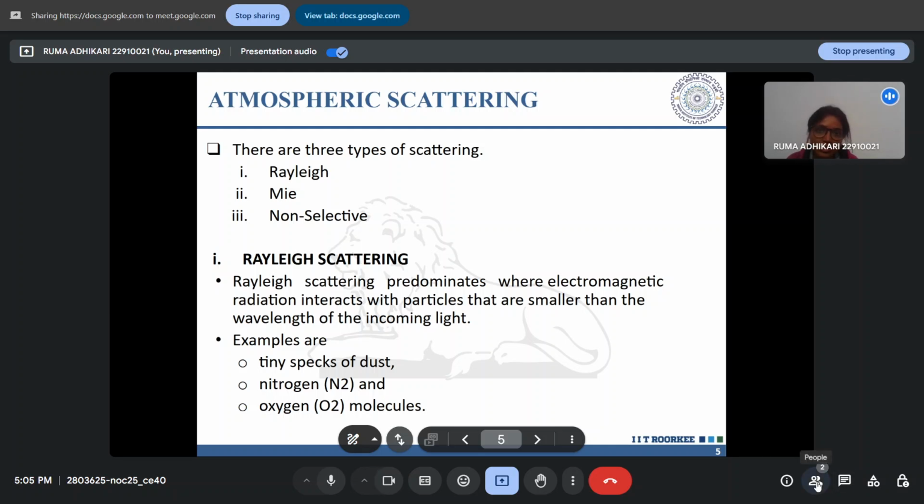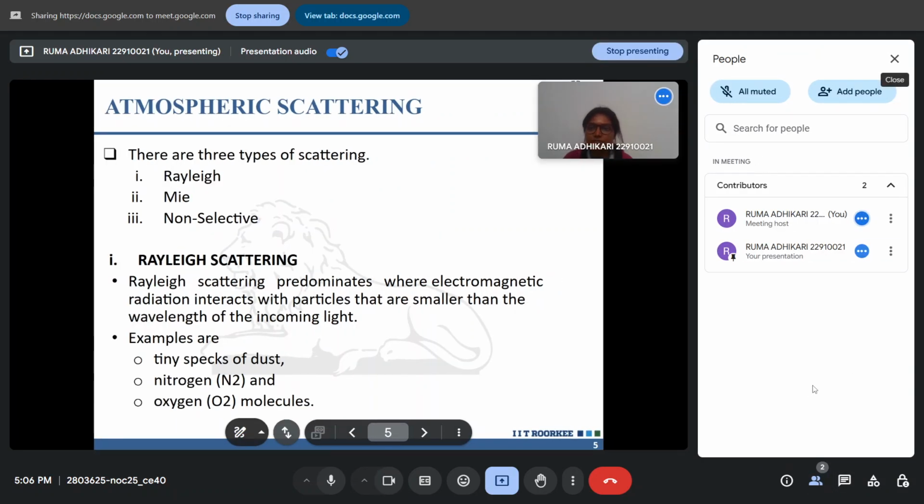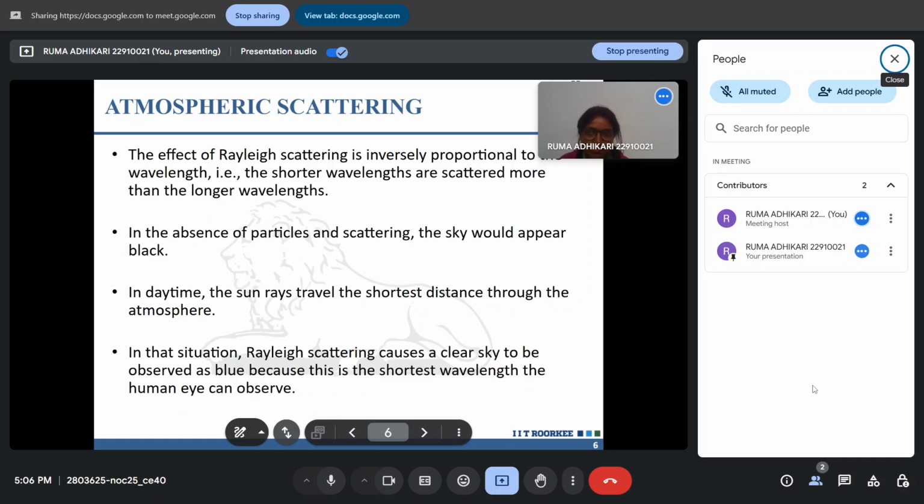So there are three types of scattering: Rayleigh, Mie, and non-selective. Rayleigh scattering is where the particles are smaller than the wavelength of the incoming light or our signal. Examples are tiny speckles of dust, nitrogen, and oxygen molecules. The effect of Rayleigh scattering is inversely proportional to the wavelength. That is, the shorter wavelengths are scattered more than the longer wavelengths. So the shorter the wavelength, the more it will scatter.